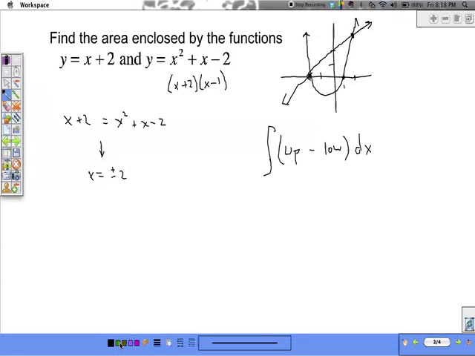So I'm going to integrate from negative 2 to 2 of the upper equation. That would be the line, so x plus 2, minus the lower, that would be the parabola, and all of that with respect to x. I can combine some like terms, and what I'm really integrating is 4 minus x squared.